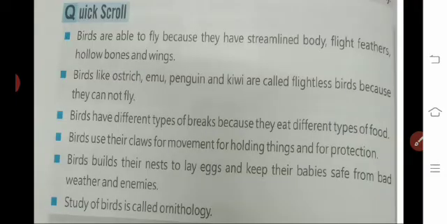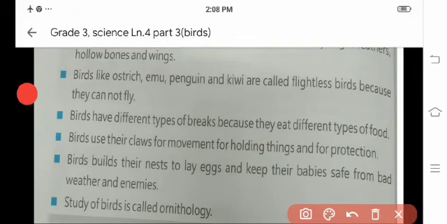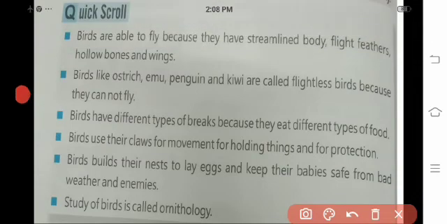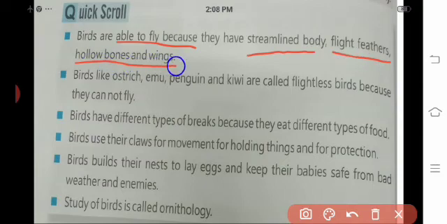We can see the quick scroll. Birds are able to fly because they have a streamlined body, flight feathers, hollow bones and wings. Birds like ostrich, emu, penguin and kiwi are called flightless birds because they cannot fly.